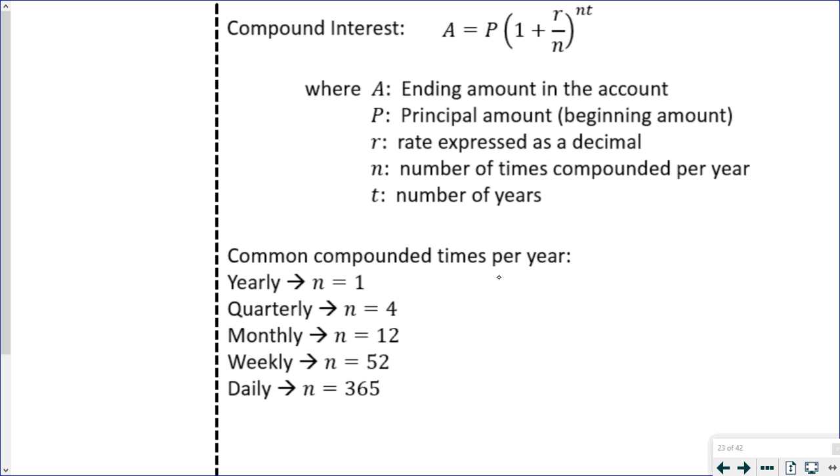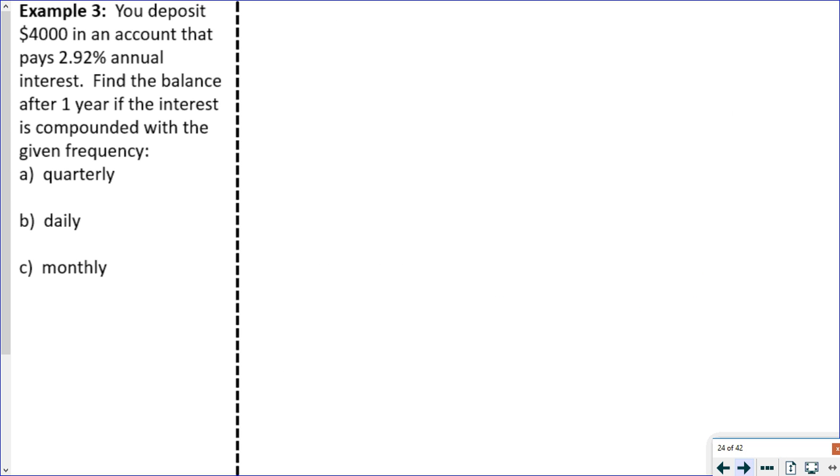Another one that they might do that you want to add is if they say semi-annually, that means that they do it twice a year. So that means N would equal 2. Semi means half, so they would do it halfway through and at the end. Okay? So again, the formula will be given to you, but not what all the pieces are.